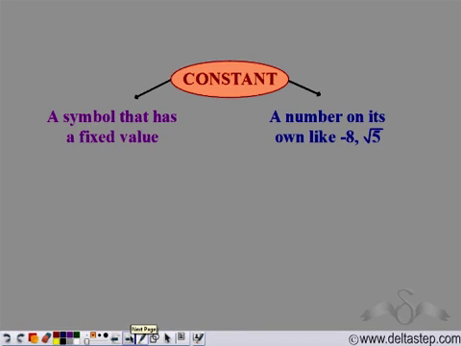A constant is a symbol that has a fixed value. Yes, constants could also be represented by symbols. For example, speed of light is represented by a symbol c, but it has a fixed value, which is 3 followed by 8 zeros meters per second. So this is the speed of light. So instead of writing such a huge number, we represent it by a symbol C. But this is a constant. Or a constant could be any number like -8, √5, any number is a constant.